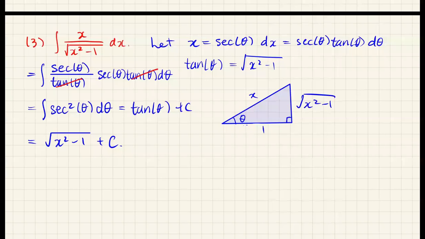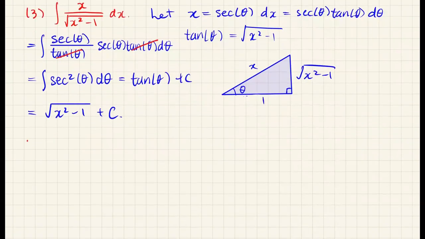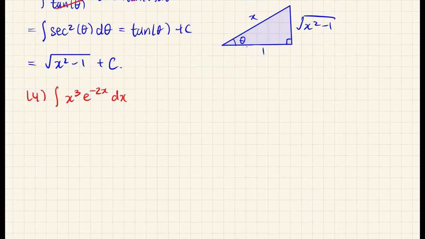So next one, let's try two more. Say we want to integrate x to the power 3 e to the power negative 2x dx. So this one, we're going to use integration by parts because we have a product of two functions where both of them are simple functions and they're easy to deal with. So we're going to use the DI method or the tabular method.